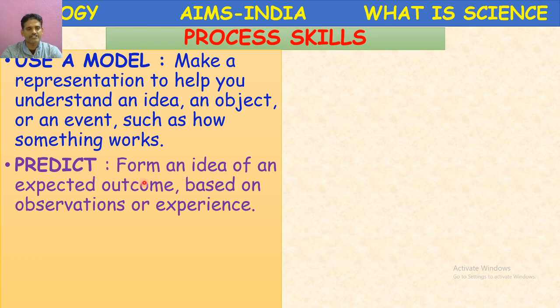So, prediction means you have to frame an idea of an expected outcome. Yes, what is going to come out. Okay, based on observations, you have to predict the result. Okay, it is a good experience. By doing several experiments, you will easily predict the results of that experiment. The same model experiment you are doing another time, then easily you can predict the results.